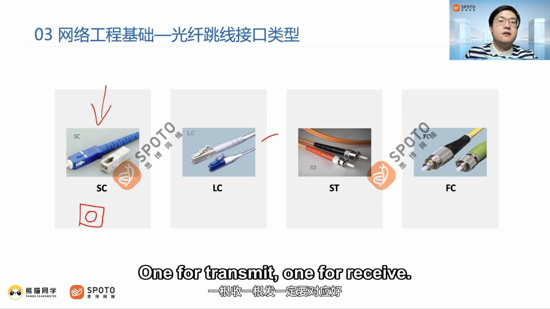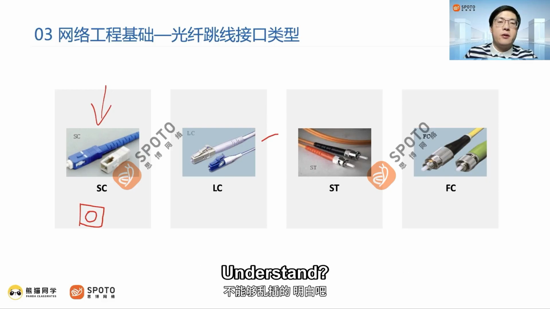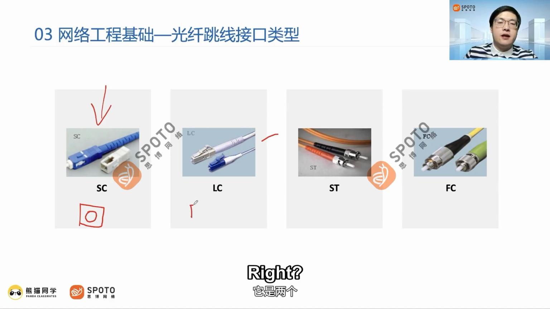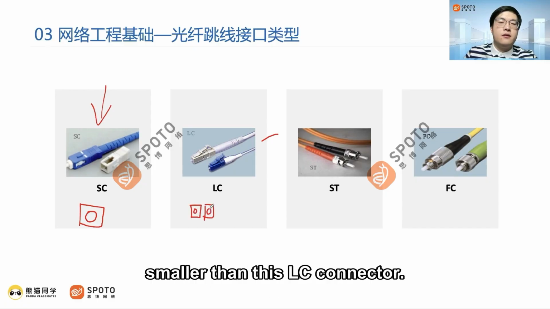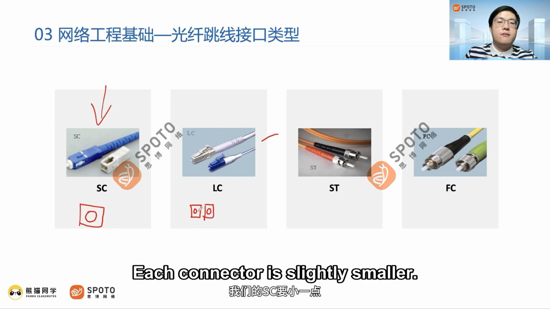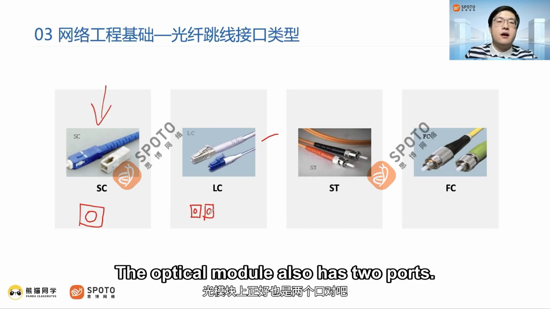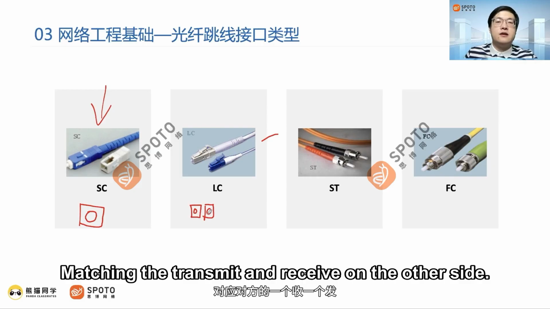One for transmit, one for receive. You must match them. Do not plug them in wrong. Understand? What about LC? We call it the small one. It has 2 cores, right? Relatively speaking, it is smaller than this LC connector. Each connector is slightly smaller. It matches our optical module perfectly. The optical module also has 2 ports, right? One for transmit, matching the transmit and receive on the other side.